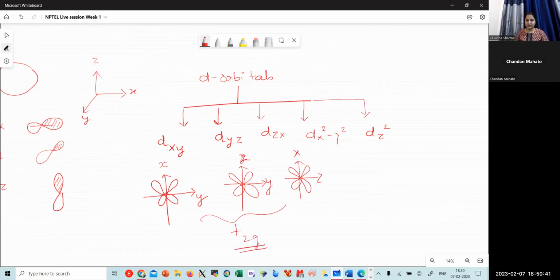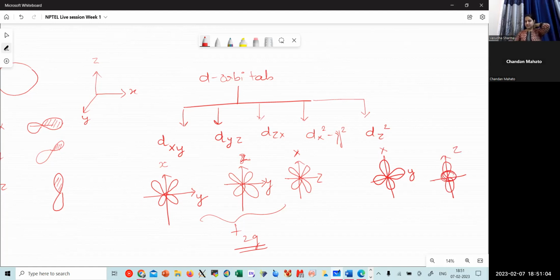Now coming to dx squared minus y squared and dz squared, these come along the axis. So dx squared minus y squared is along the axes where it is x and it is y. And dz squared actually looks like this, where the negative lobe is here. So this is along the z-axis. So this was the question.